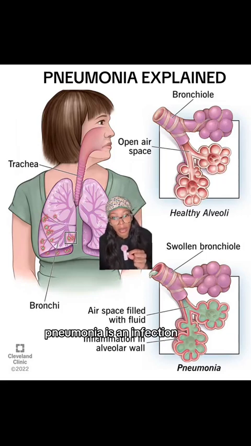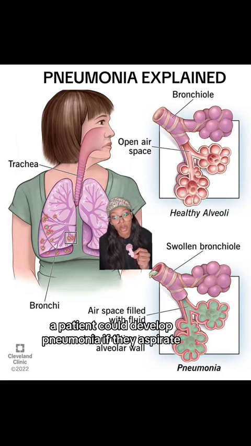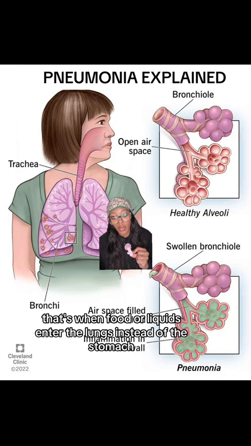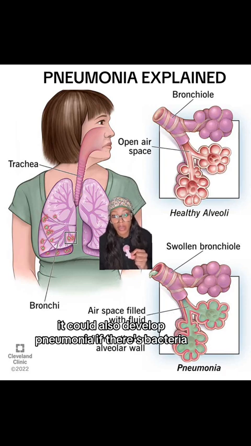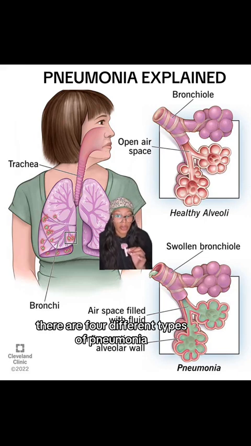Pneumonia is an infection, but it affects the lungs, specifically the alveoli. A patient could develop pneumonia if they aspirate. That's when food or liquids enter the lungs instead of the stomach. They could also develop pneumonia if there's bacteria, a virus, or fungi in their body. There are four different types of pneumonia.